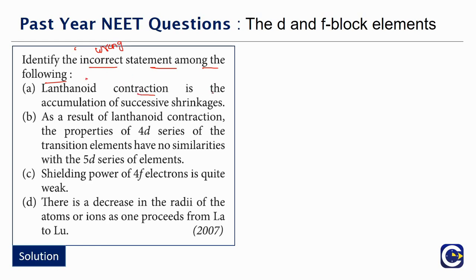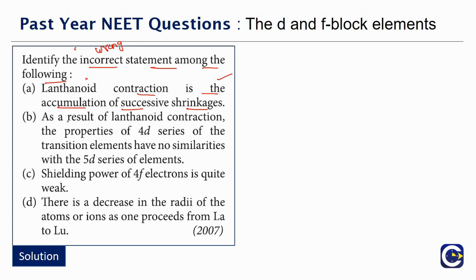Lanthanoid contraction is the accumulation of successive shrinkages. So as we move from cerium to lutetium, when the atomic size is continuously or successively decreasing, the total accumulation of this is what we call the lanthanoid contraction. So option A is correct, and we are looking for the wrong one.